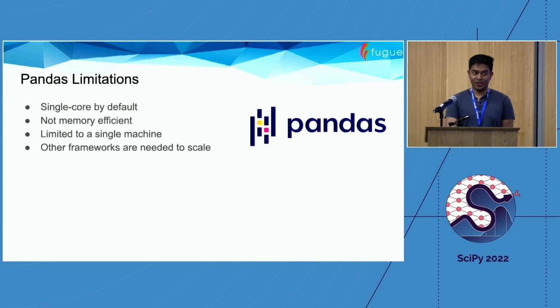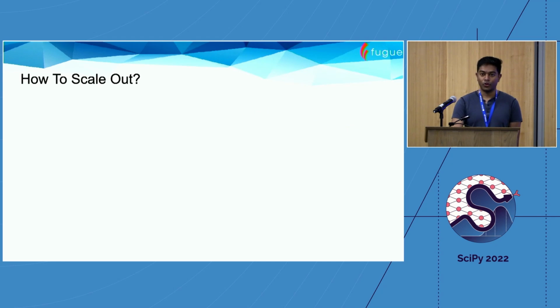So everyone here has probably used Pandas, and it is a very loved interface, but it has its limitations. The first one is that it is single core by default. And the second one, it's a very common refrain that you need 40 gigabytes of RAM if you're using 8 gigabytes of data. So Pandas is, in short, not memory efficient. It is also limited to a single machine, and if we need to scale, then we need to utilize other frameworks. So the question is, how do we actually scale?